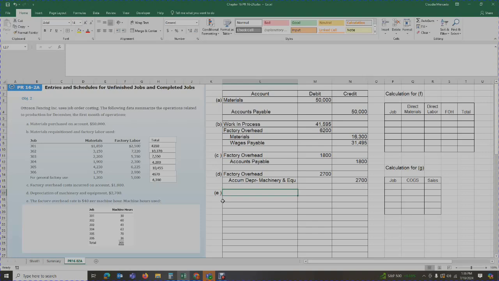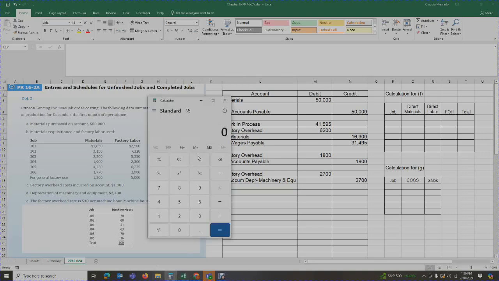So for letter E, it's telling you that the factory overhead rate is $40 per machine hour. They gave you that right there. And we use the machine a total of 300 hours. So that means that we spend $12,000 on machine hours. Now, using the machine applies to, guess where it's going to go?